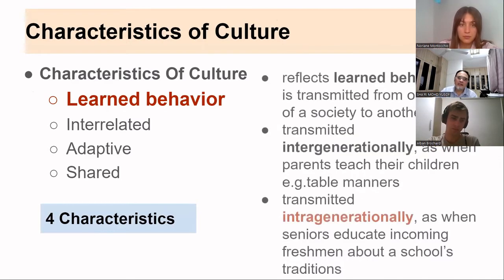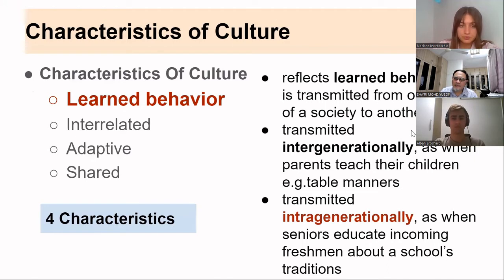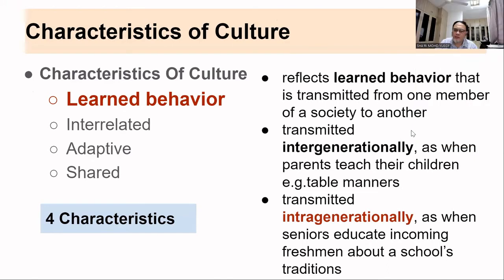So anything that, okay, I'll just cut things briefly, short. So culture reflects learned behavior that is transmitted from one member of society to another. For example, these two concepts of intergenerationally when parents teach children behaviors, you cannot do this, you can do this. That is something that parents teach us.